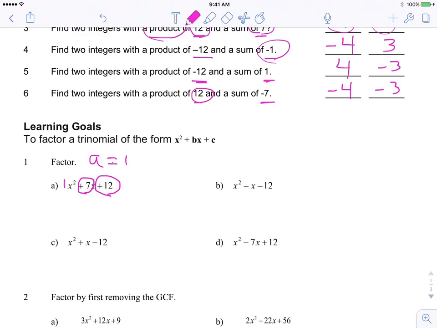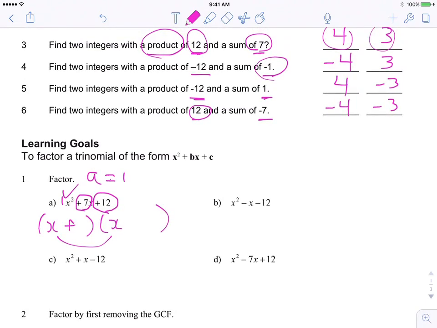So a quick way of factoring this: we know that x times x is going to be x squared, and that's great. We've got our a value, or our first term, taken care of in our trinomial. And to get the second two, we're going to use what we just learned, our positive 4 and positive 3. And if you FOIL, you will find that you end up with x squared plus 7x plus 12. And it's that simple.